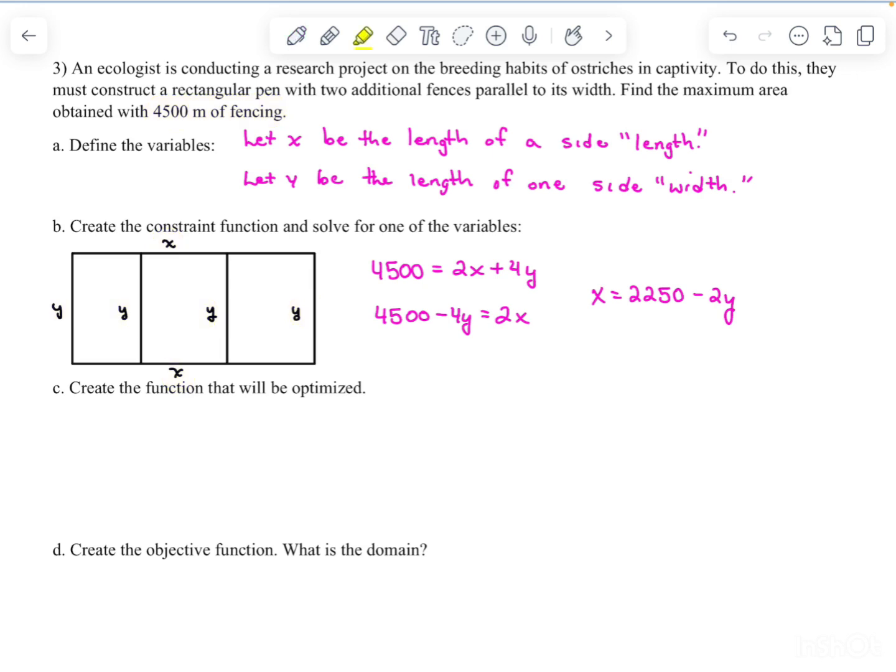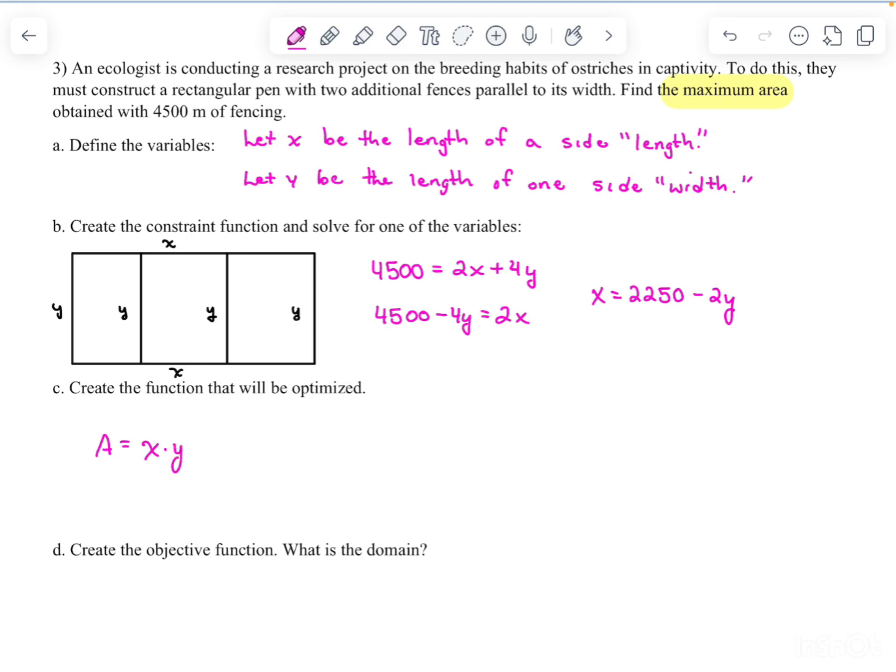Part C, create the function that will be optimized. In this problem, we want to find the maximum enclosed area. And the area of a rectangle is equal to length times width, so the area is going to equal x times y.